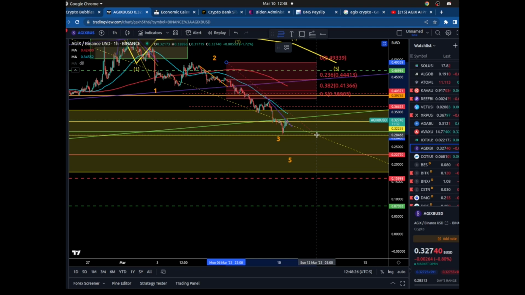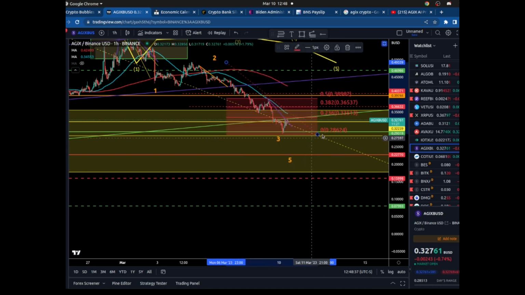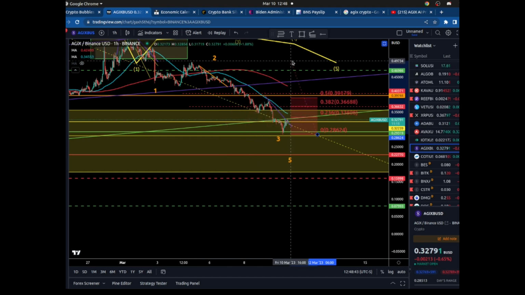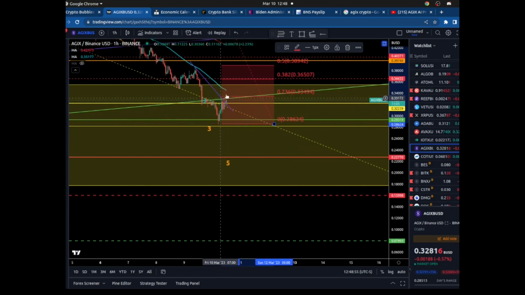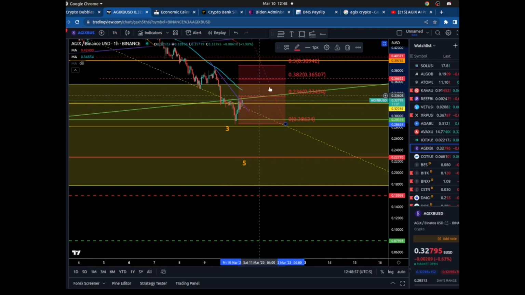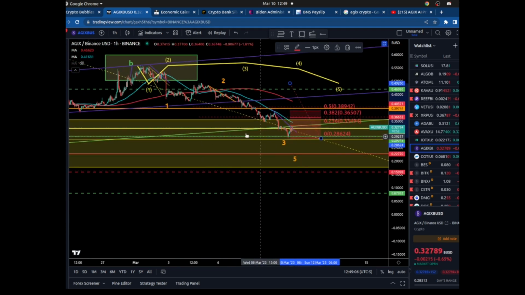If we finished this correction, alright, so we should go somewhere near here. Let me pull that aside here so it's easier for the chart. So I'm expecting a retracement. Actually, we almost reached or touched the minimum requirement. Ideally, we would go to the 0.382 at 36.5 cents, and after that, we can complete this 5th wave.